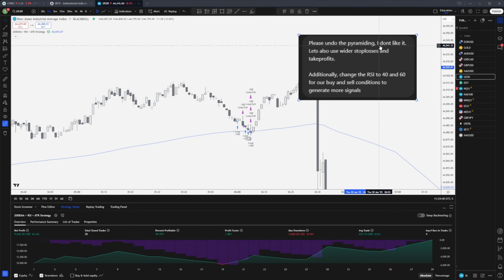I said, please undo the pyramiding. I don't like it. Let's also use wider stop losses and take profit. GPT is going to be able to link that to extending the ATR that we use for stop loss and extending the ATR that we use for take profits.